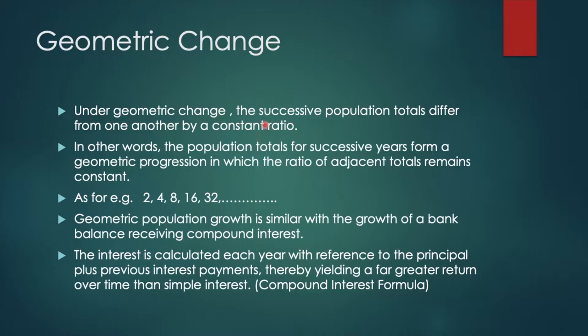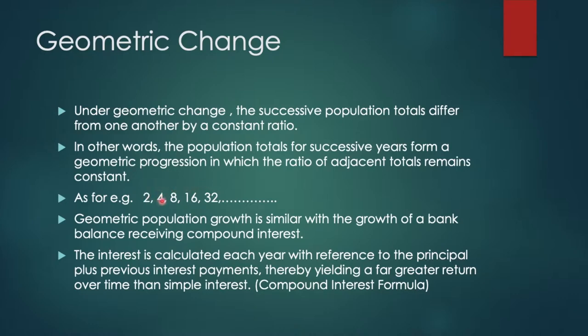the arithmetic model where the successive population totals differ by a constant number. Here the successive population totals differ by a constant ratio. In other words, the population totals for successive years form a geometric progression in which the ratio of adjacent totals remains constant. As for example, this is one geometric progression: 2, 4, 8, 16, 32.